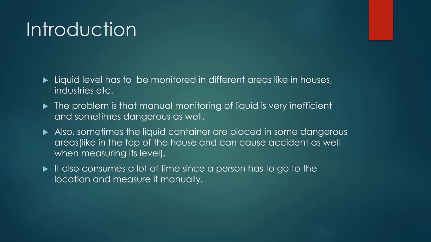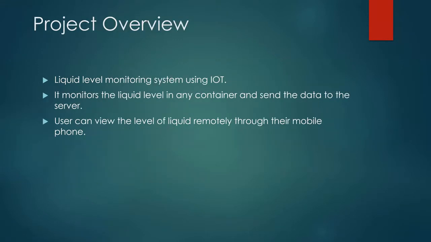Manual monitoring of liquid is very inefficient because a person has to go to the location where the container is placed every time the liquid level has to be monitored. Also, sometimes the container is placed in dangerous areas, like on the top of the house, which can cause a serious accident. Besides that, there might be some harmful chemical inside the container which can cause serious health hazards.